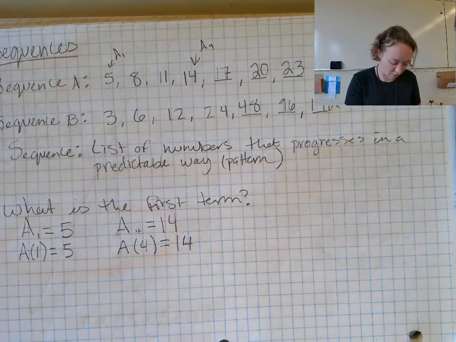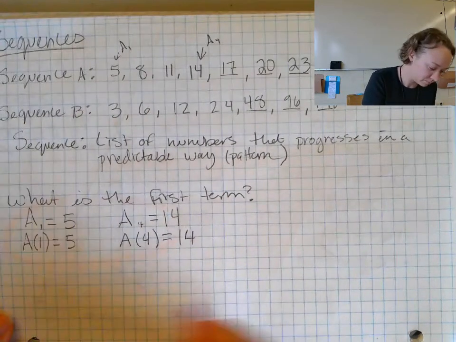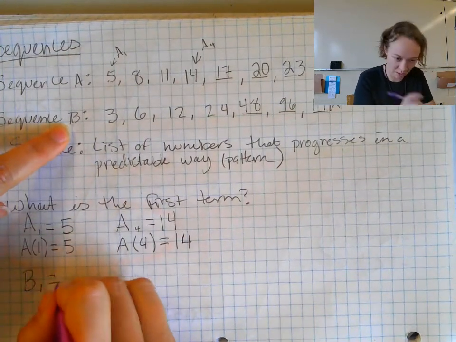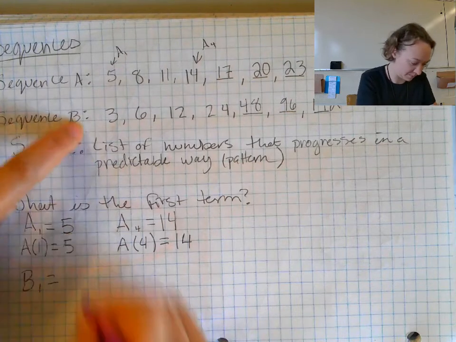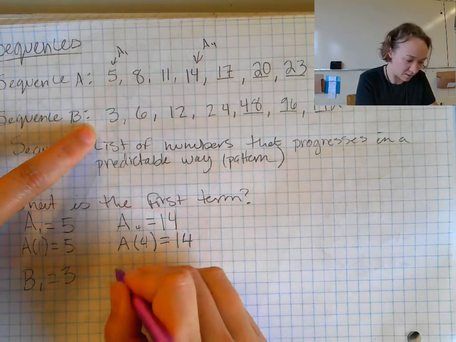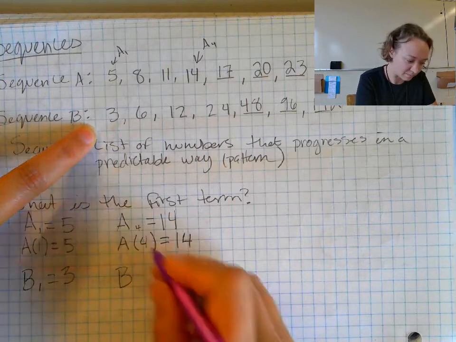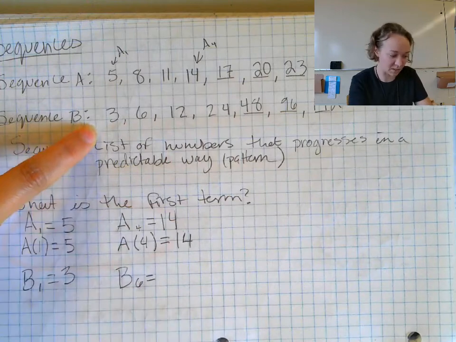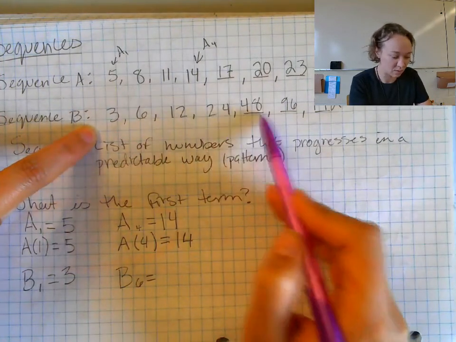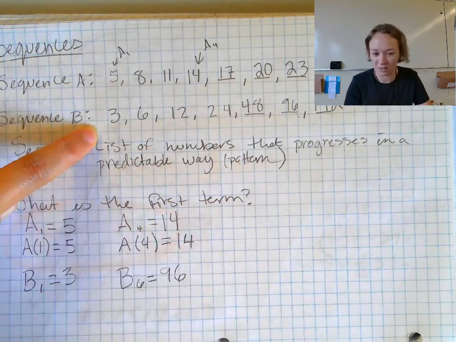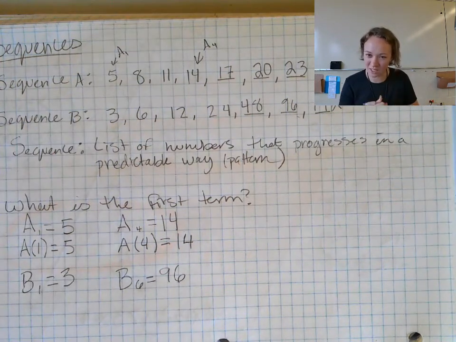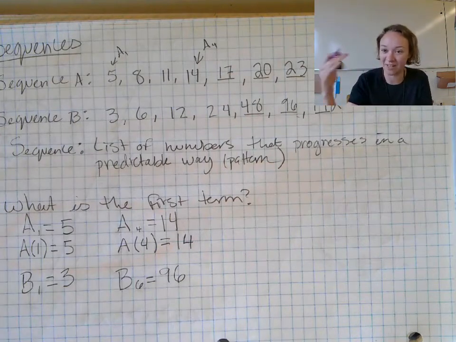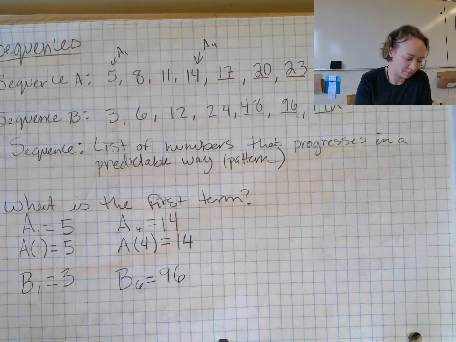All right. And then what about for sequence B? So that would mean B sub 1, the first term of B, would be 3. And what about the 6th term, B sub 6? That would be 96. Does that make sense how we can kind of identify these? All right. So the first term, or identifying individual terms, is important.